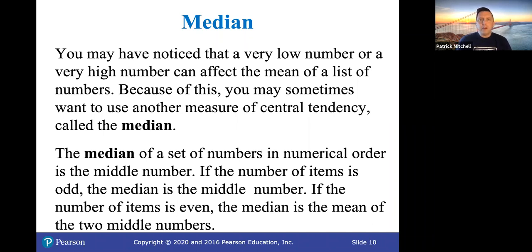And what I prefer to use is what's called the median, okay? Just like we were just talking about, you may have noticed that a very low number or a very high number can affect the mean of a list of numbers. Because of this, you may sometimes want to use another measure of central tendency called the median. The median of a set of numbers in numerical order, that's really important, is just the middle number, all right? You arrange the values in order and just pick out which one is right in the middle.